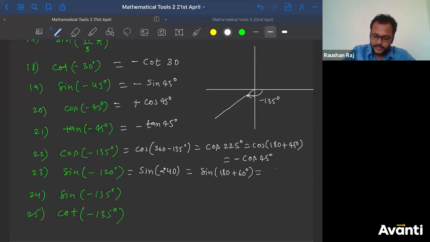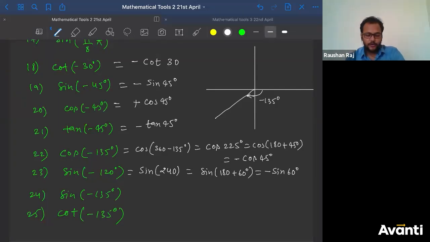So I'll write this as sin of 60 degree. Third quadrant, sin is negative, so negative. This is it. This is the answer. Guys, let me know if you understood this. Click yes if you understood this. Chalo, very good.